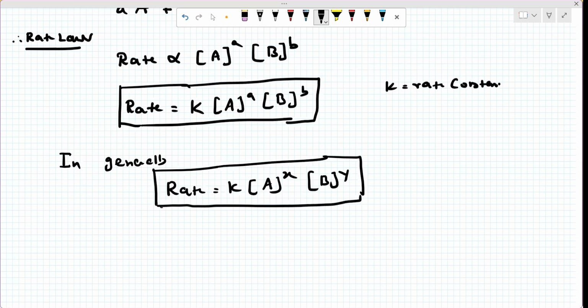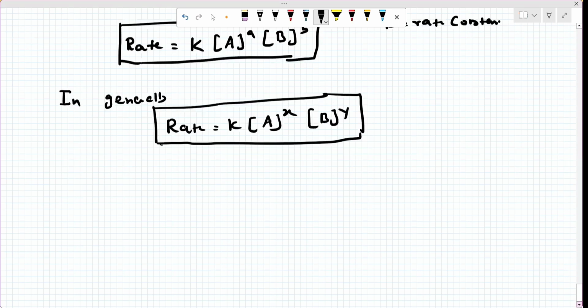If x equals a and y equals b, then the order and the stoichiometric coefficients are the same. That happens when the reaction is an elementary reaction, meaning it occurs in one single step. Very important, please note.